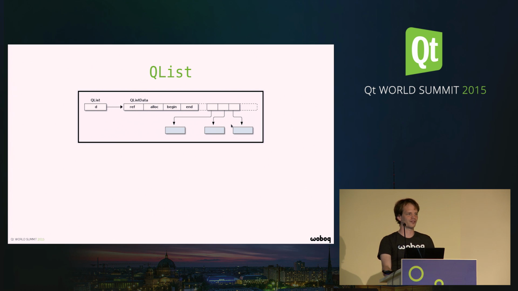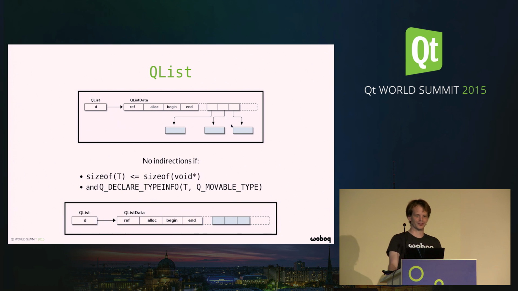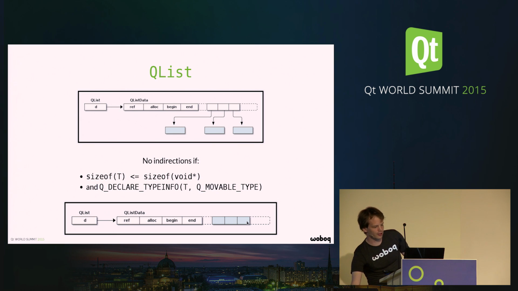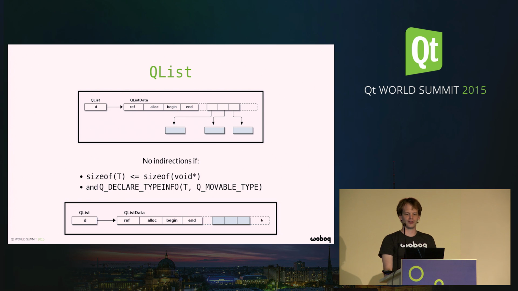And I don't know if you attended the talk from Marc Mutz earlier today. You will know that under some conditions, if the size of the object is smaller than a void pointer, and if you've declared your type as movable, then the elements are in the array, just like a QVector. So in that case, the main difference with a QVector is that you have memory at the beginning and the end, so you can prepend much faster in a QList than in a QVector.